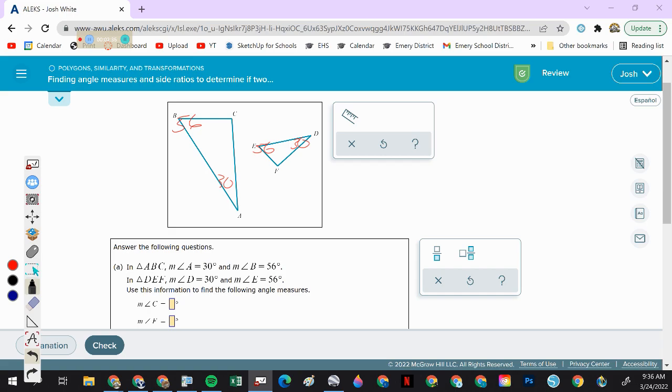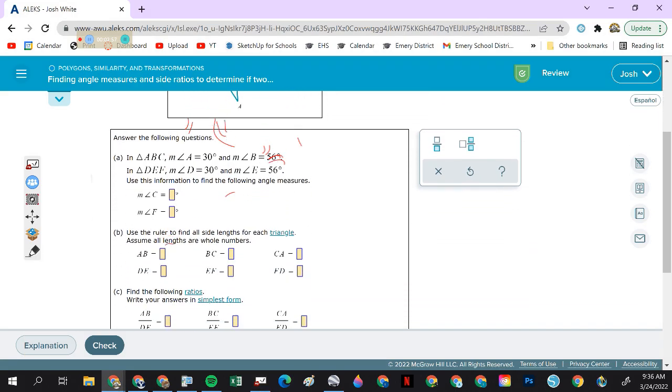So we can find C and F by adding those together. 56 plus 30 is 86. So the other two angles must be 94. Okay. So now we know which angles match. This one matches that one. This one matches this one. And this one matches that one.